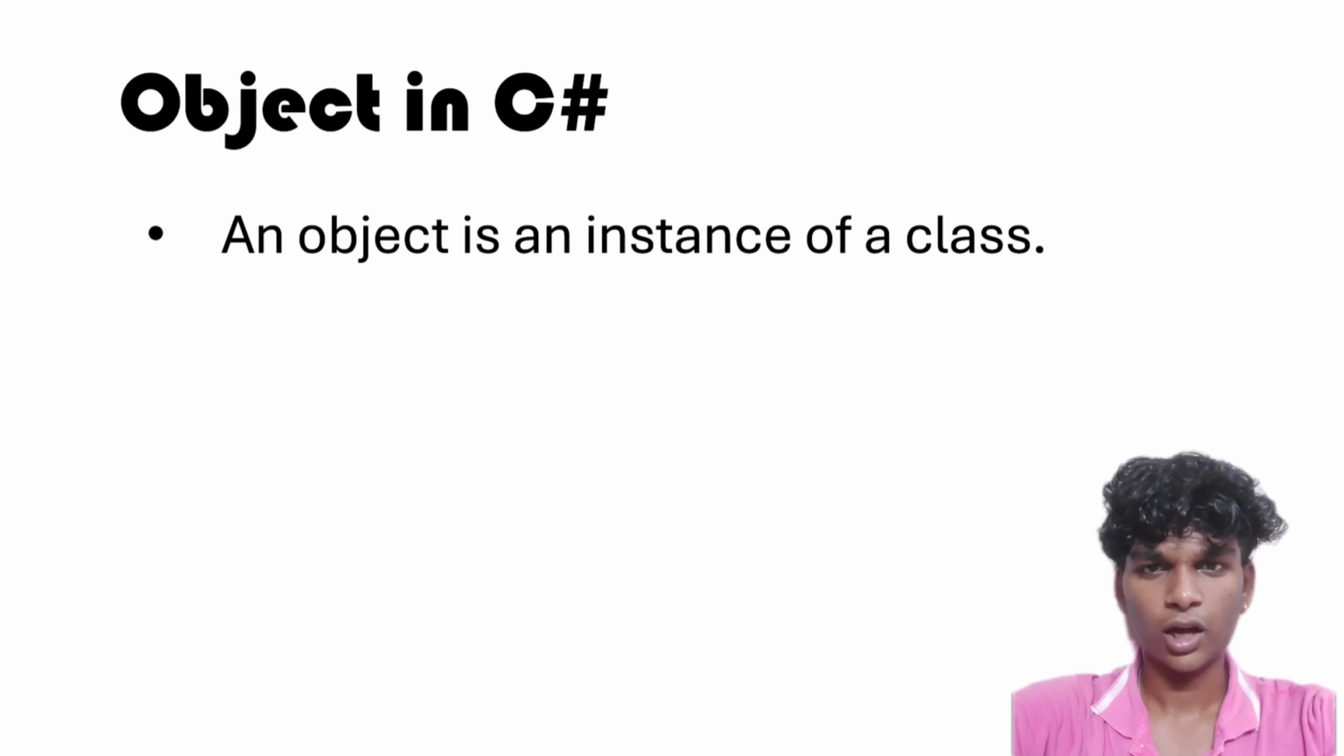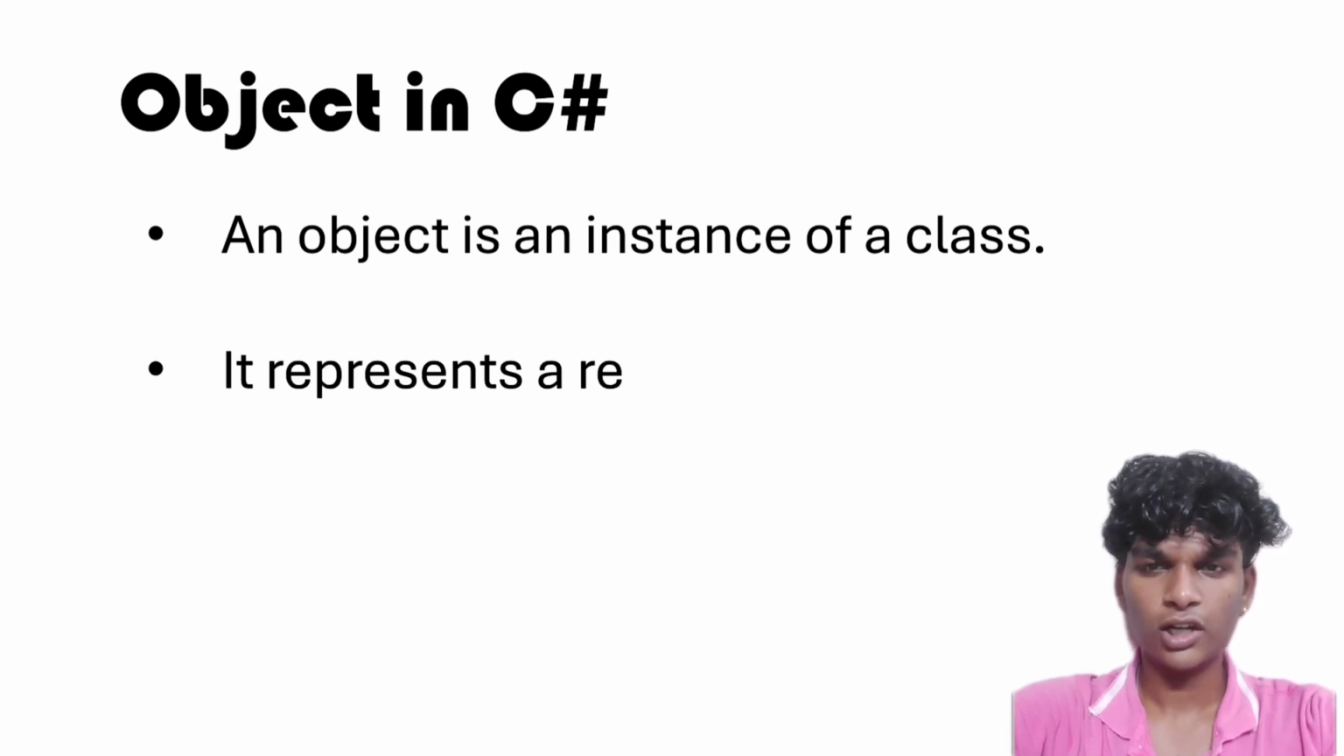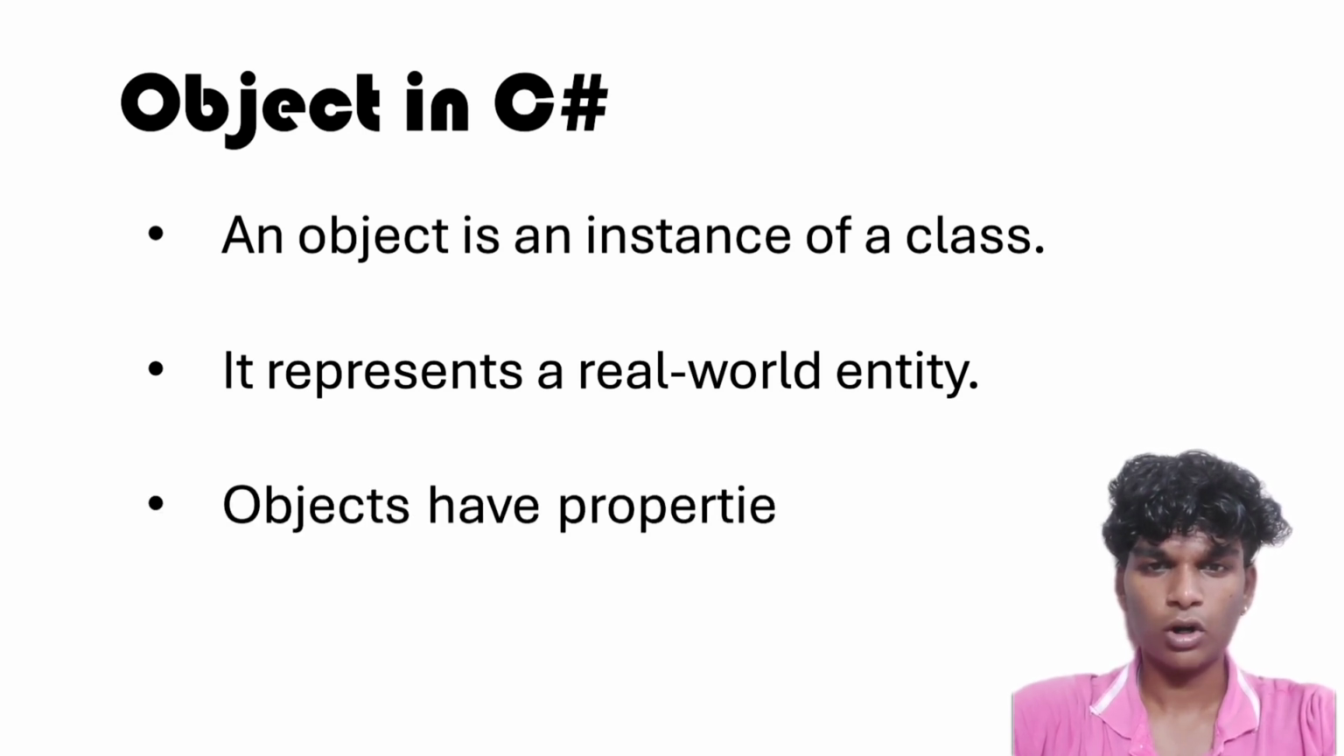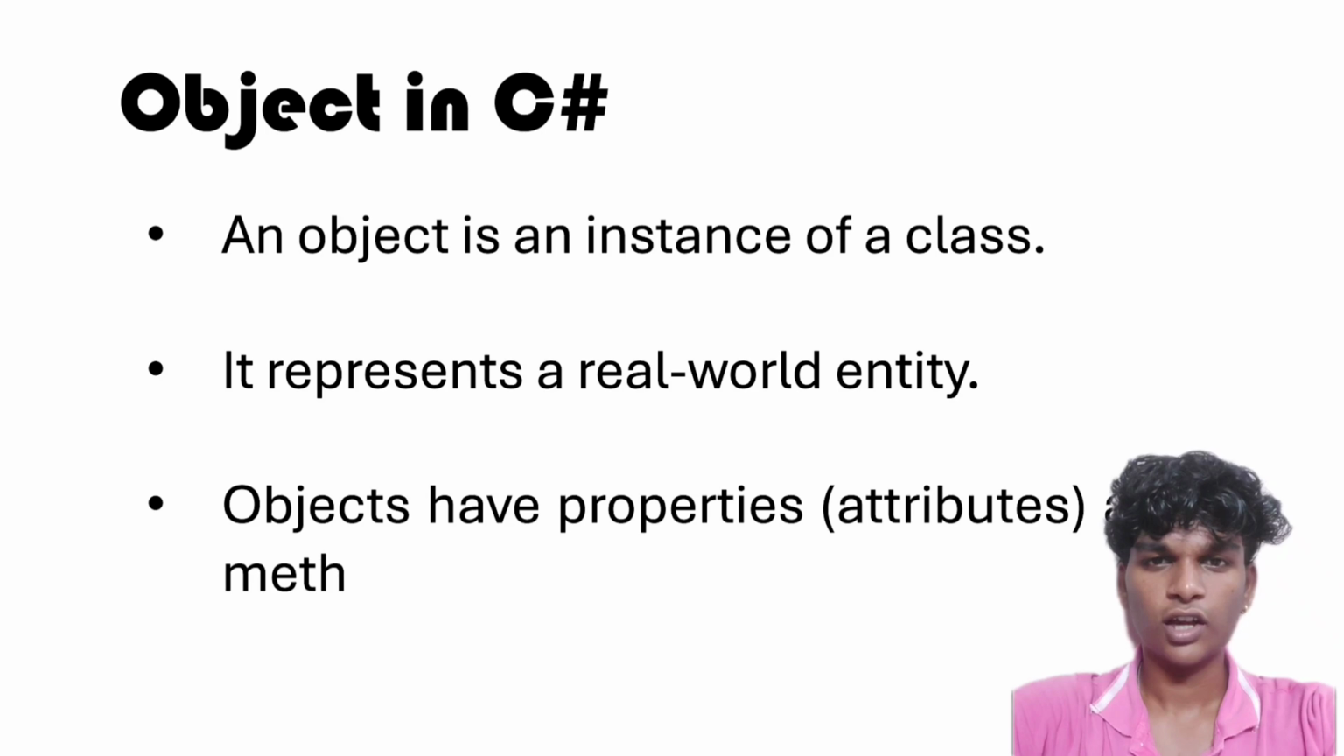Objects in C# are used to represent real-world entities in your code. They have properties which describe their attributes, such as color and model, and methods which define their behavior, like driving or stopping.